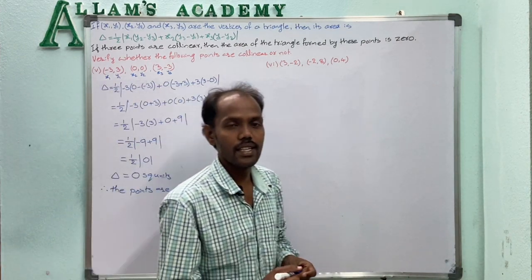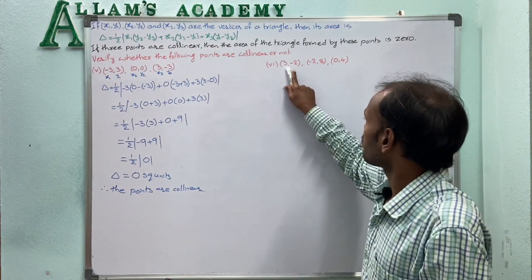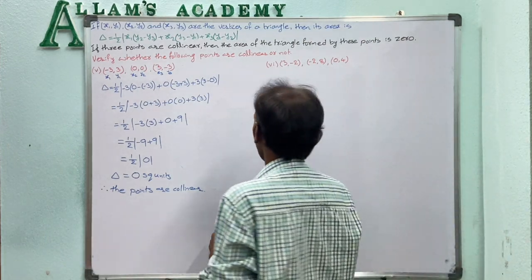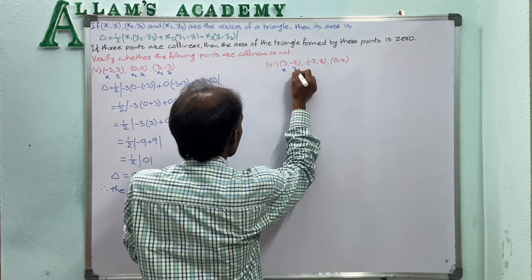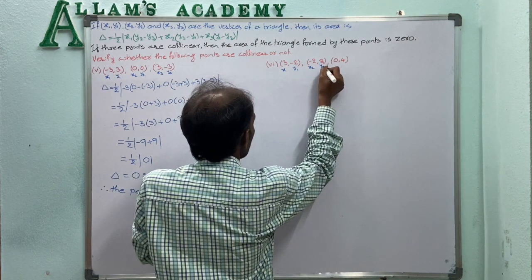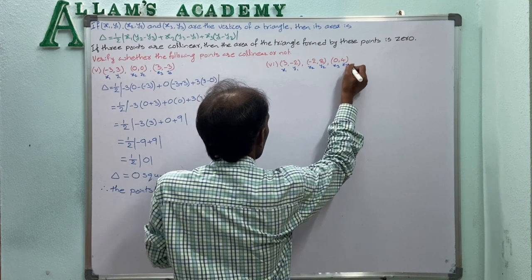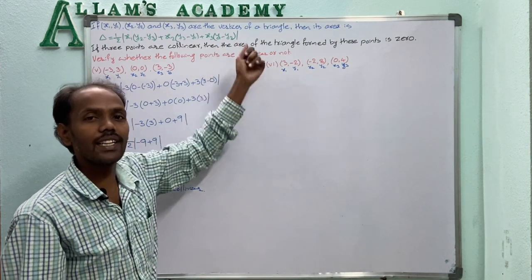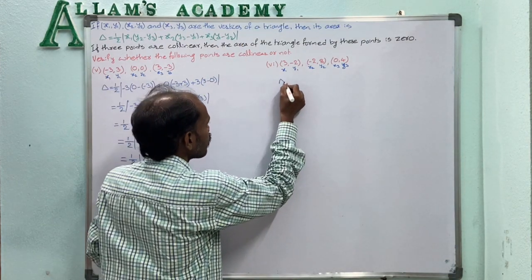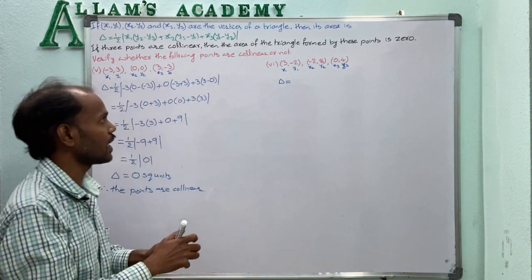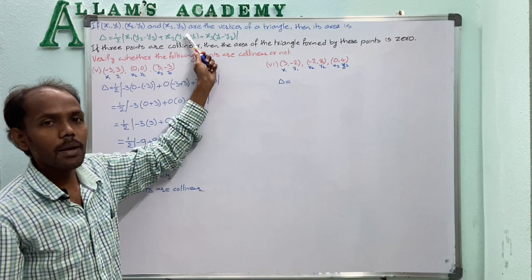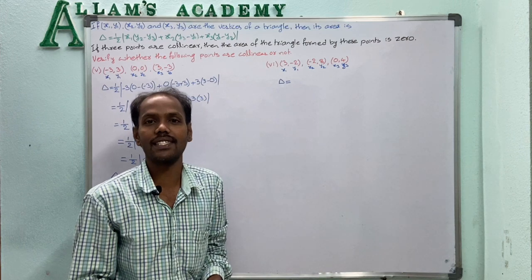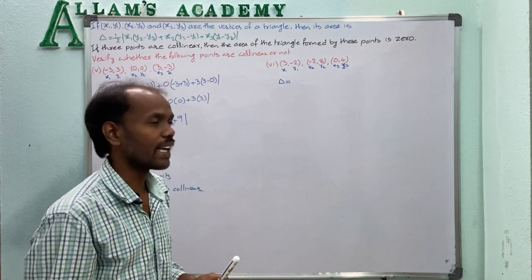And the next one: given the vertices 3 comma -2, -2 comma 8, 0 comma 4, are they collinear or not? Here 3 comma -2 are the x1 y1 coordinates, -2 comma 8 are the x2 y2 coordinates, and 0 comma 4 are the x3 y3 coordinates. Now we substitute these coordinates in the area of the triangle delta equal to half mod x1 into y2 minus y3 plus x2 into y3 minus y1 plus x3 into y1 minus y2. In that principle, if we substitute, we get the area of the triangle is 0, then they form collinear, otherwise not.